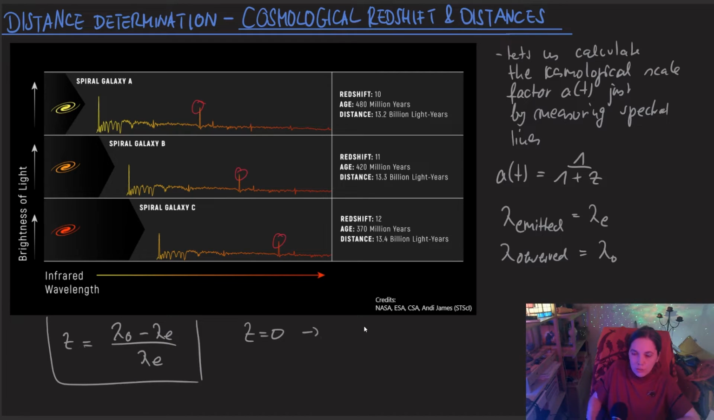z equals 0 means at t0, that is nowadays. So that is the present. z infinity basically means Big Bang. t0, t was 0, no age, the universe was just born, Big Bang.